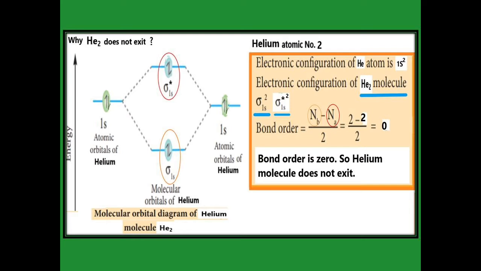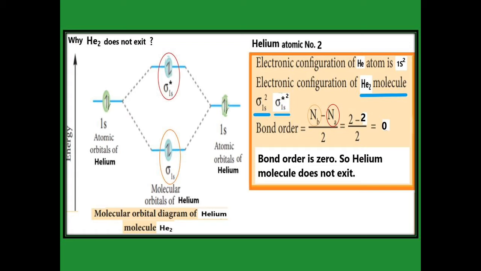Those 1s atomic orbitals combine with each other and form the molecular orbitals of helium in between them. Now see the center: how many orbitals are there? Sigma 1s and sigma star 1s. This sigma and sigma star are molecular orbitals, obtained by the combination of the atomic orbitals of helium on the left hand side and right hand side. They combine and form the molecular orbitals of helium.